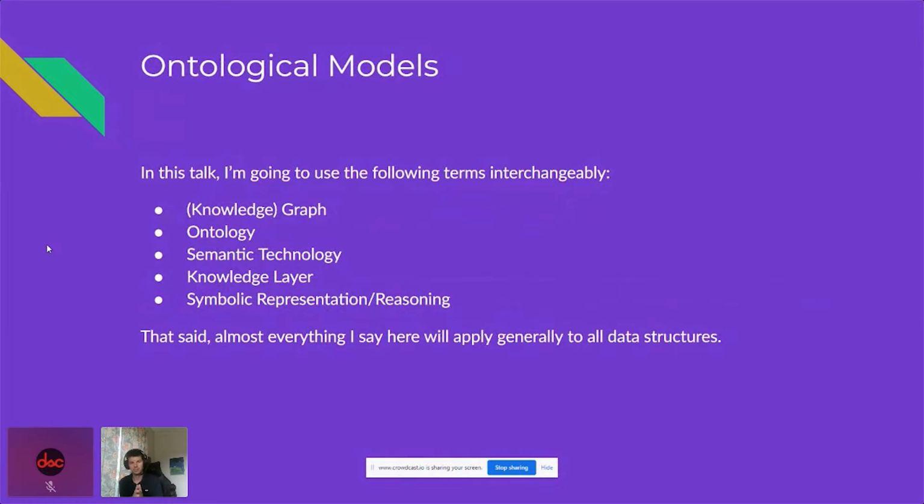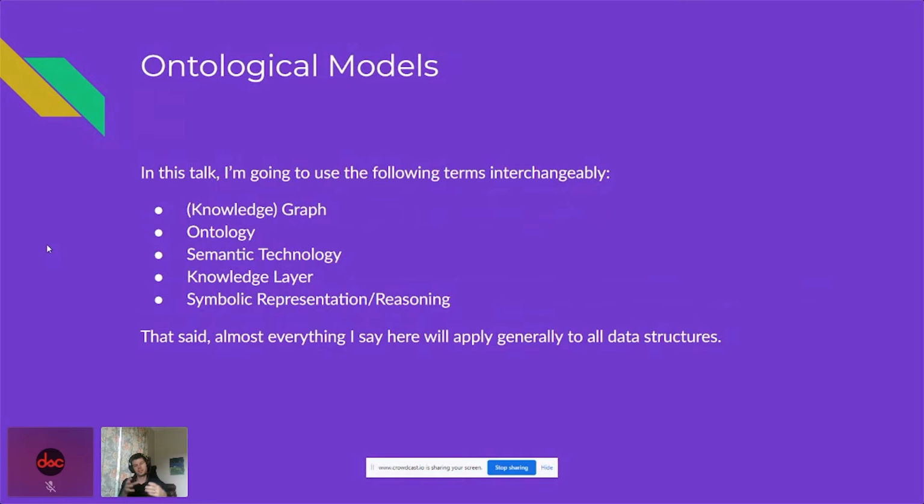All right, cool. So what are ontologies, just as a background to anchor some of the examples later? I'm going to use a lot of terms interchangeably. Strictly speaking, these aren't interchangeable and different people have different flavors of them, but I'm not going to press on those distinctions too much. So if I talk about knowledge graphs or ontologies or semantic technologies, a knowledge layer, symbolic representation, reasoning, good old-fashioned AI, I just put all of those into a particular cluster of things.